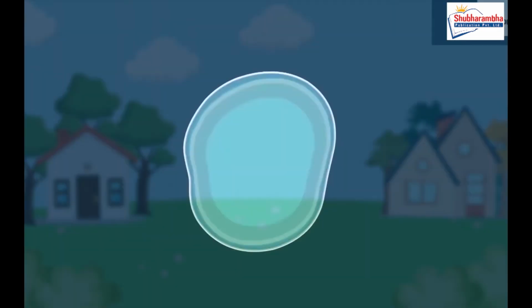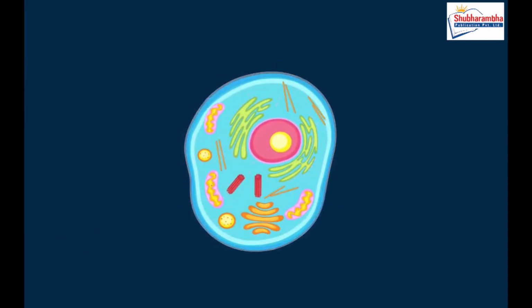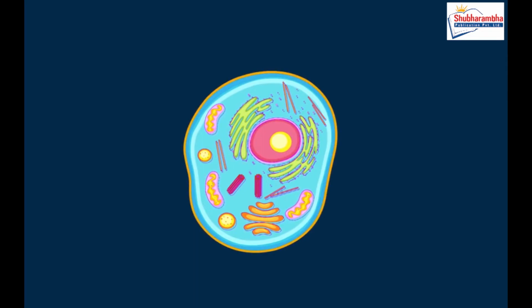Cell membrane. It is a living layer which is also called plasma membrane. It represents the outermost layer of animal cells, whereas in plant cells, it is found below the cell wall. Its main function is to control the entrance and exit of substances. So, it is semi-permeable in nature. It also gives shape and rigidity to the cells.